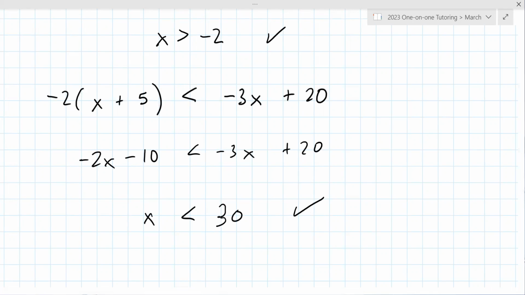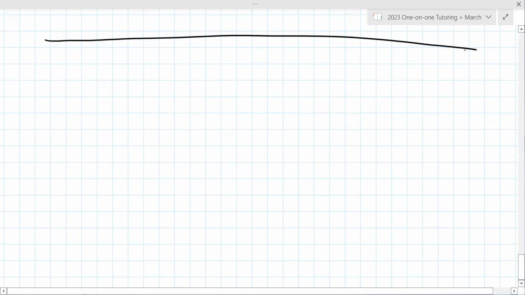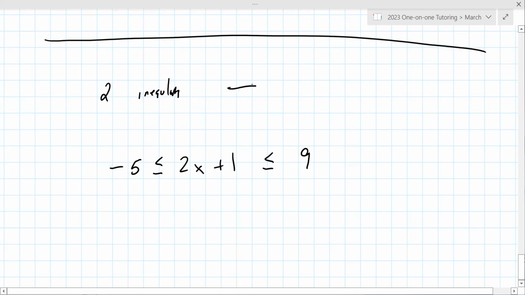Okay, so the last type of problem we looked at, we'll just have time for one example. If you see two inequalities, it would look something like this: -5 less than or equal to 2x plus 1 less than or equal to 9. So you see how there's two inequalities here? Yeah. So this is the one where you have to do it to all three sides, which is weird to say. I don't even know if that exists, but three sides, right?